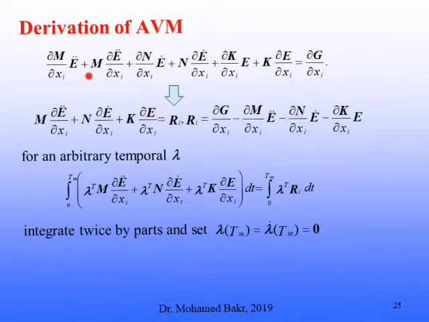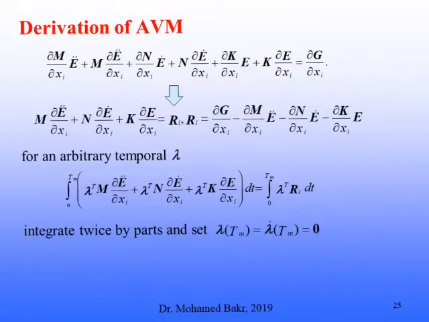And we simply differentiate the first term, keep the second term constant, differentiate the second term, keep the first term constant, and so on. We do it for all of them, okay? We keep the term m partial e double dot partial xi plus n partial e dot partial xi plus k partial e partial xi, and move all the other terms to the right hand side, and we call it the ith residue.